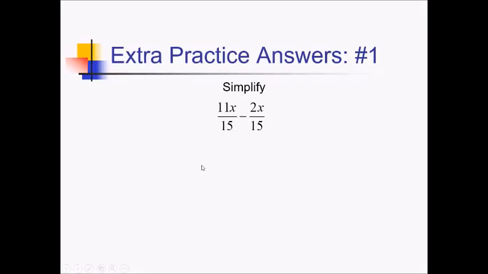To subtract these rational expressions, we first look to see if we have the same denominator. We do, both 15s. So we have a denominator of 15 that we're going to just keep. And then for the numerator, we'll just subtract the numerators up here. So 11x minus 2x leaves us with 9x up there.